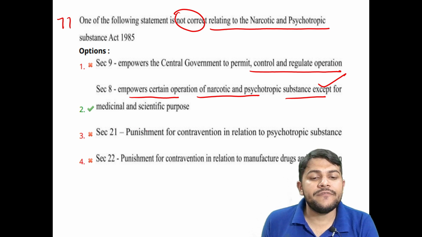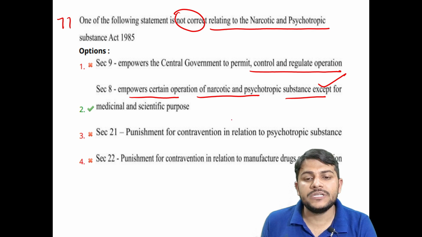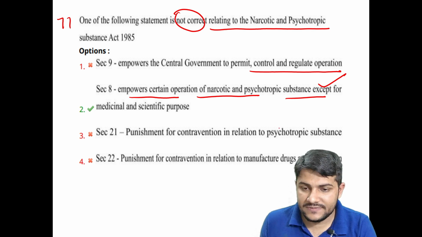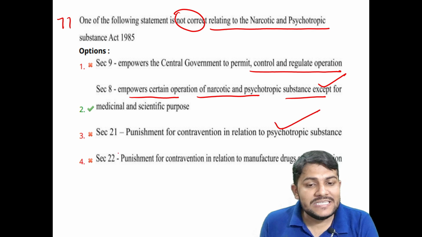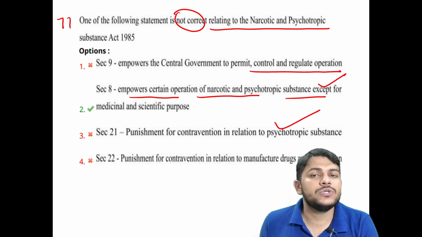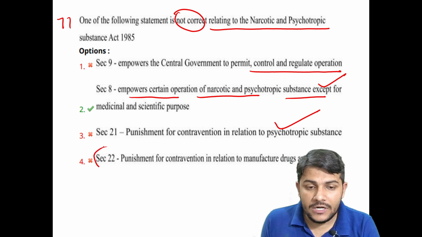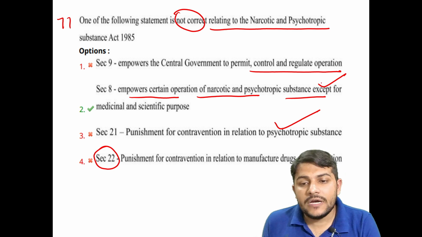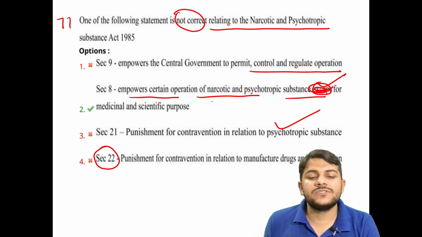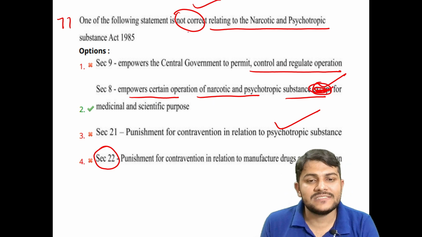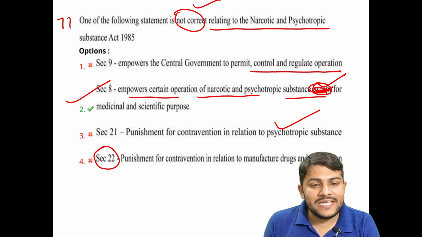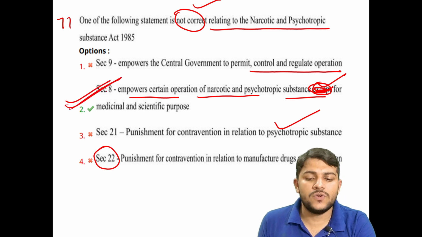Next you have Section 21, which discusses the punishment for contravention in relation to psychotropic substances. This is also correct. Punishment for contravention in relation to the manufacture of drugs and preparations is under Section 22. So this is not correct, since they are asking for the statement that is not correct. So the second statement is not correct, and this is the right answer to this question.